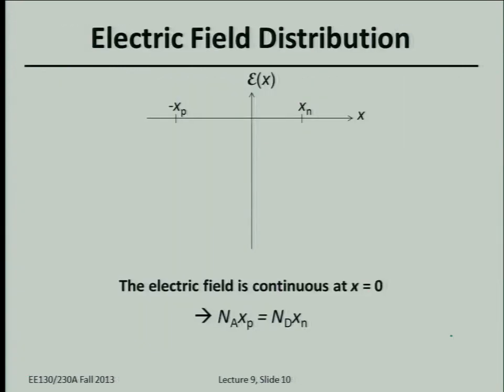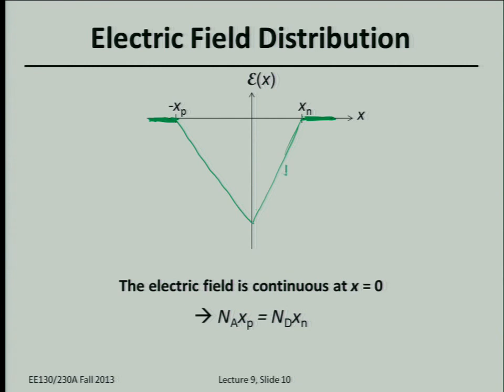So we know that the electric field is 0 out here in the quasi-neutral regions, or the neutral regions. Electric field 0. And so from the equations on that previous slide, it's a linear function of distance, at least based on the depletion approximation. And it should be continuous at the junction. So the electric field looks like this.